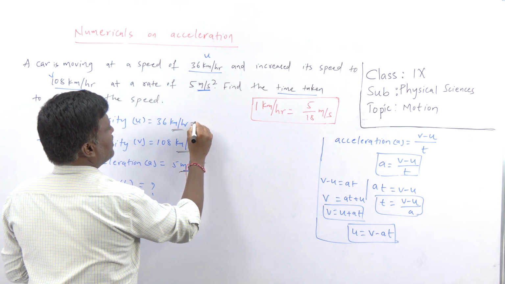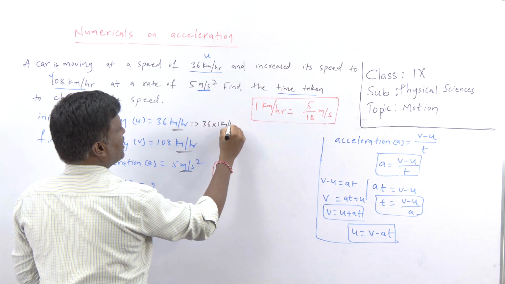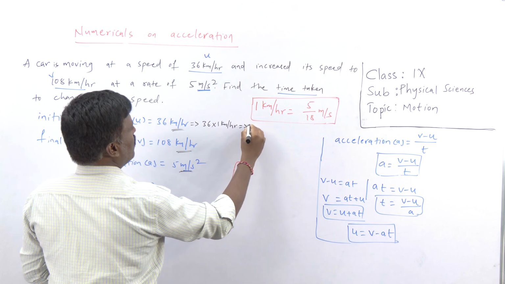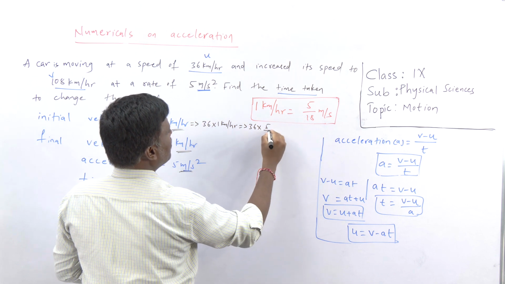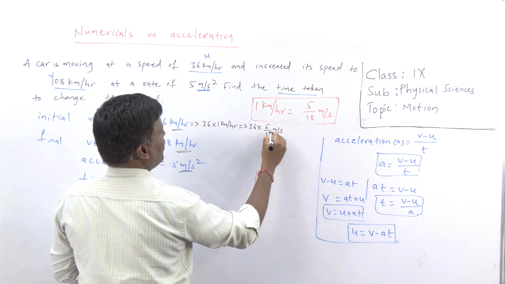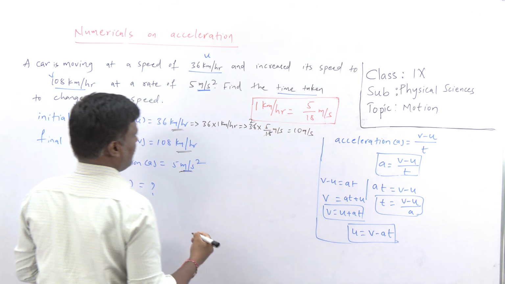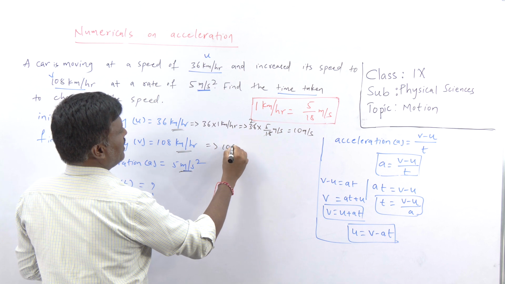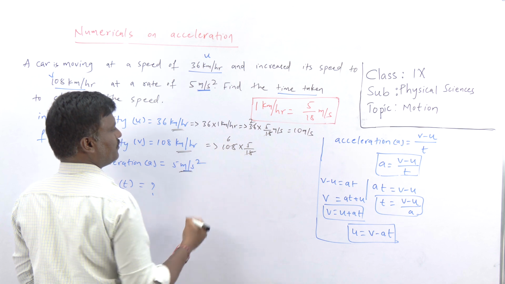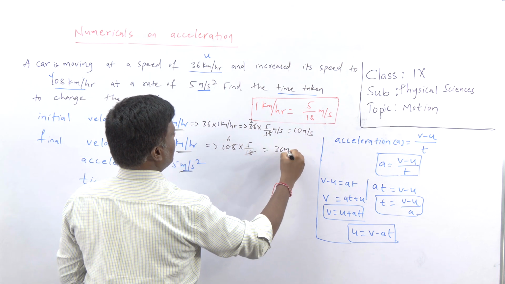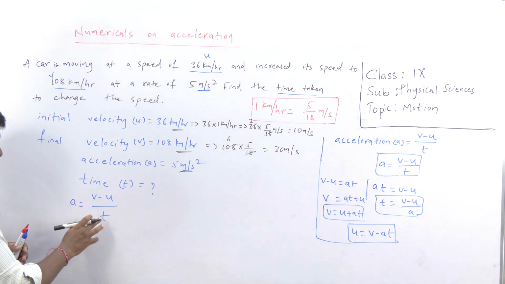So this is 36 into 1 kilometer per hour, which is 36 into 5 by 18 meter per second. 18 ones are 18, 18 twos are 36, so 2 fives are 10 meter per second. So this is the initial velocity. In the same way, if you multiply 108 into 5 by 18, 18 sixes are 108, 6 fives are 30 meter per second. This is the final velocity. Now t should be calculated.